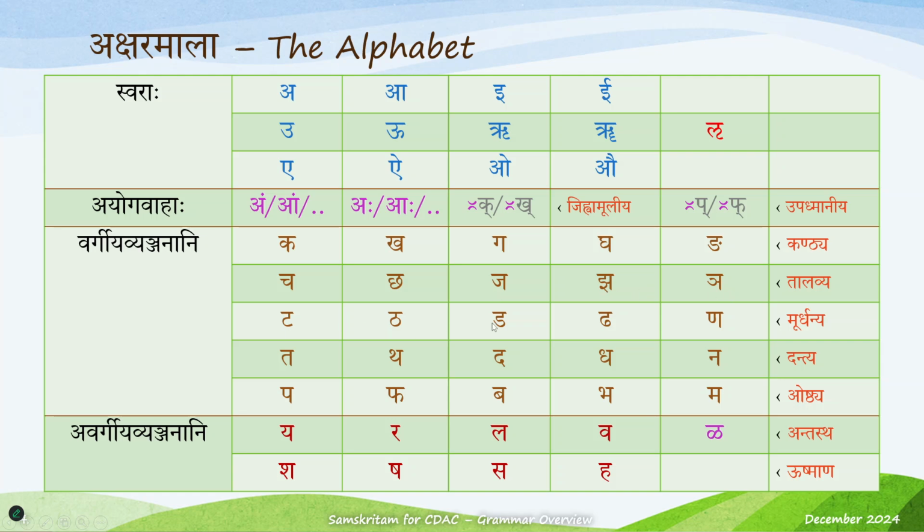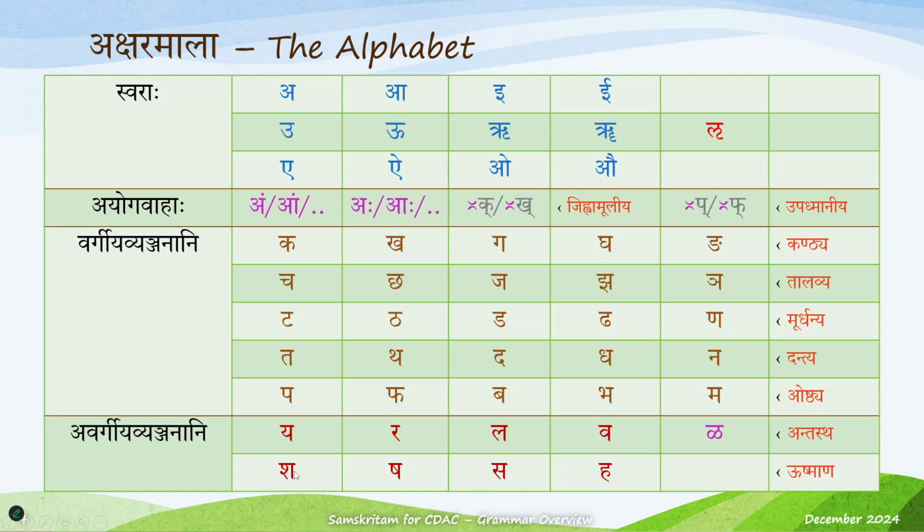Ta, Tha, Da, Dha, Na. Ta, Tha, Da, Dha, Na. Pa, Pha, Ba, Bha, Ma. Ya, Ra, La, Va, La. Sh, Sh, Sa, Ha. Some people think Sh and Sha are Alpa Maha.